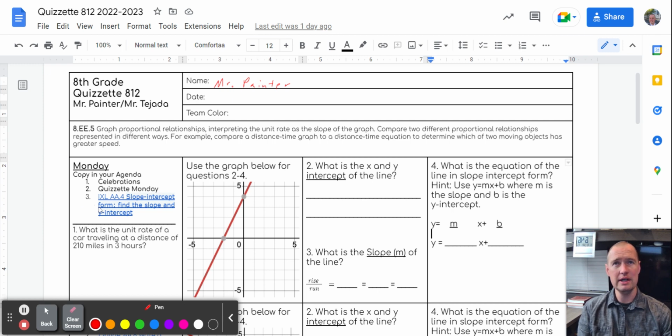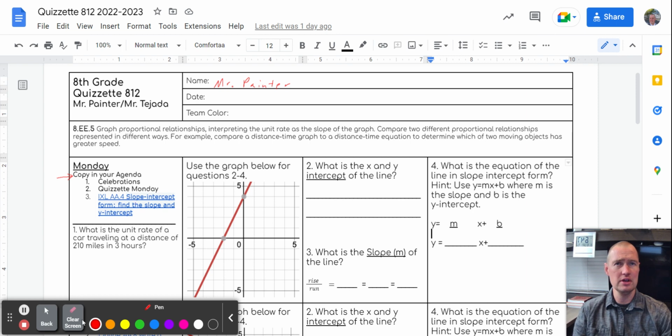All right, here we go, Monday. Now notice today we have added something called an agenda section. So where it says copy in your agenda, what you're going to do is copy in your agenda for today's date: number 1, celebrations; number 2, the Quizzette for Monday; and number 3, IXL AA4, slope intercept form. So what you're going to do right now is pause the video, take out your agenda, and copy this into your agenda.